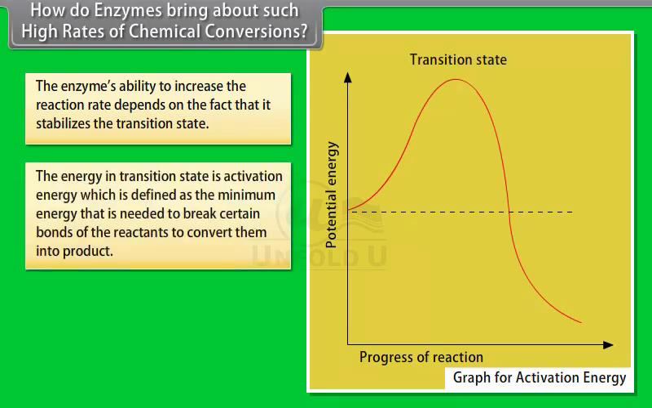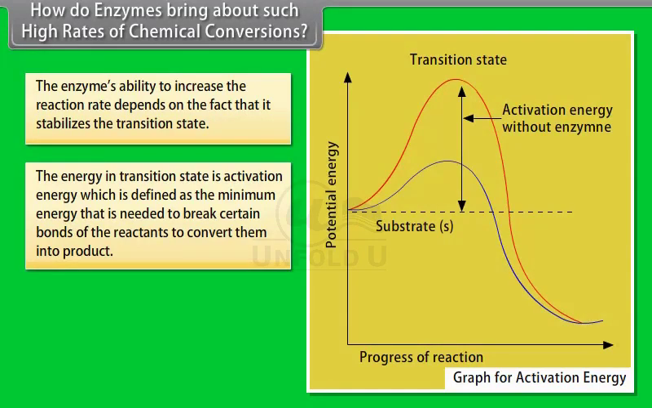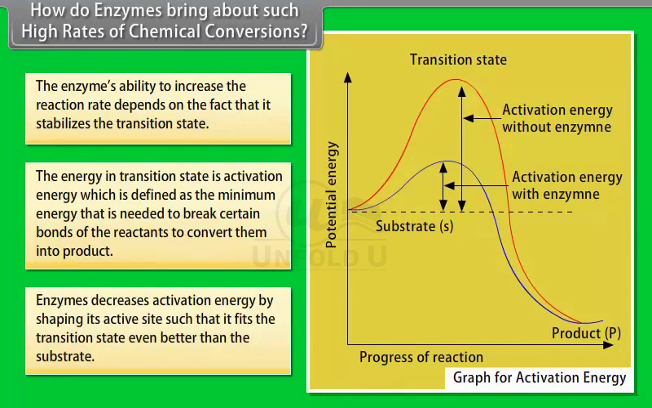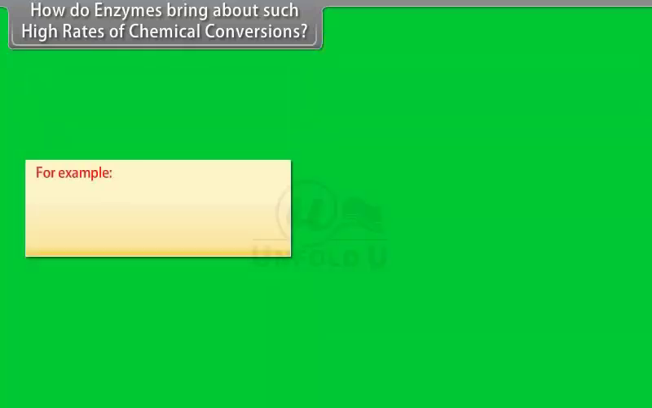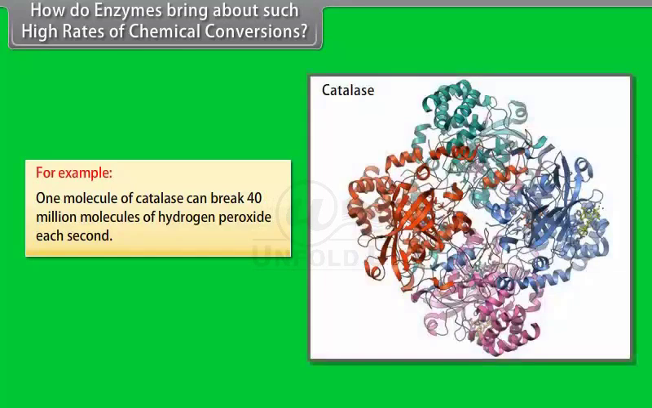The energy in the transition state is activation energy, which is defined as the minimum energy that is needed to break certain bonds of the reactants to convert them into product. Enzymes decrease activation energy by shaping their active site such that it fits the transition state even better than the substrate. For example, one molecule of catalase can break 40 million molecules of hydrogen peroxide each second.